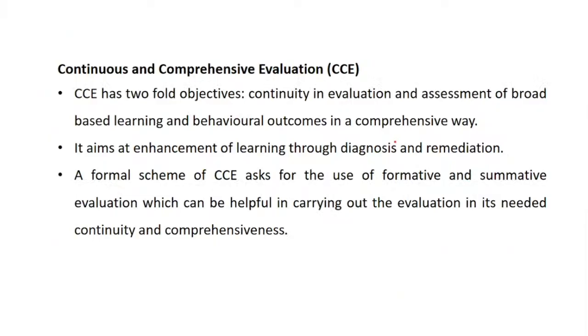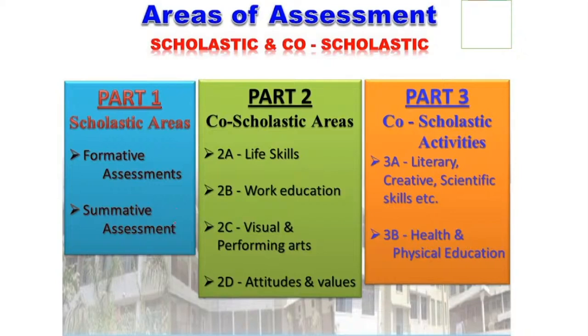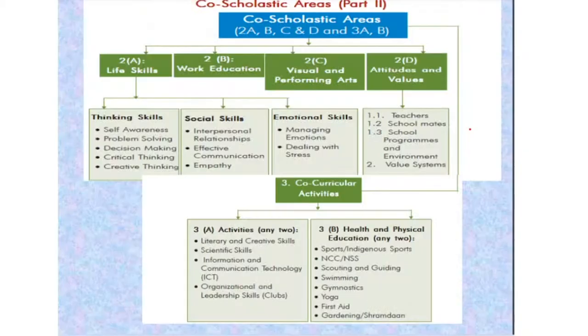Okay. Now, this is again one of the important concepts, that is continuous and comprehensive evaluation, whereas there is continuity in evaluation in order to come up with the learning outcomes with the help of diagnosis and remedies, which takes into consideration not only formative but also summative evaluation. Under continuous and comprehensive evaluation, you can see 3 parts. Part A talks about formative assessment and summative assessment, which we have already done. Part 2 talks about co-scholastic areas, and part 3 also talks about co-scholastic activities. So what is that? Let's see with the help of this slide.